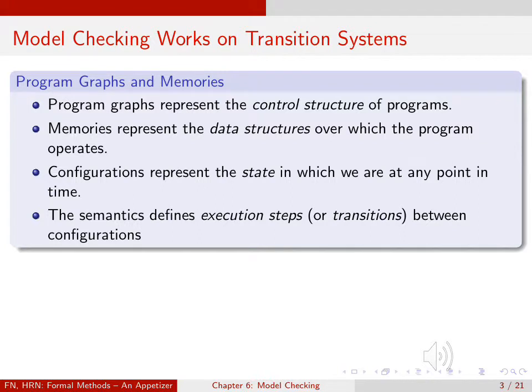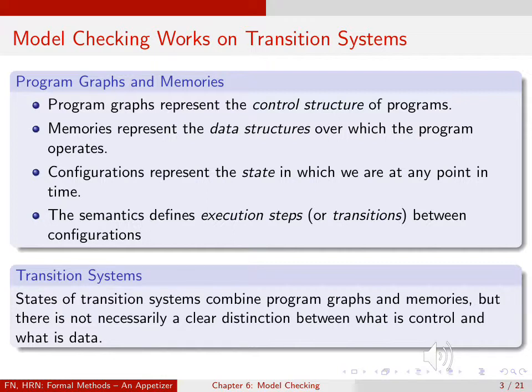So far, we have been looking at program graphs and memories. Program graphs represent the control structure of programs. Memories tell us the values of variables and array entries. We then had the notion of a configuration, which consisted of both a node in the program graph and a concrete memory. And an execution step explained to us how to move from one configuration to another.